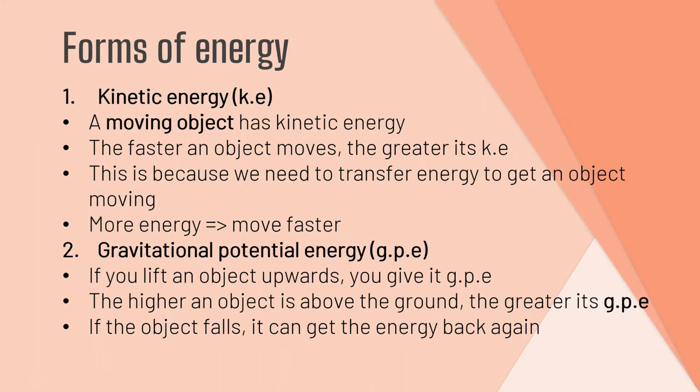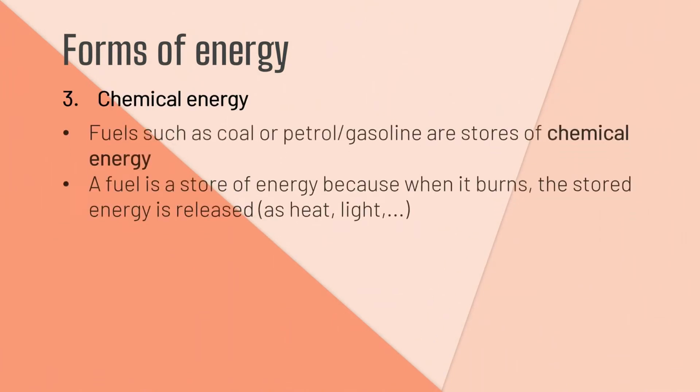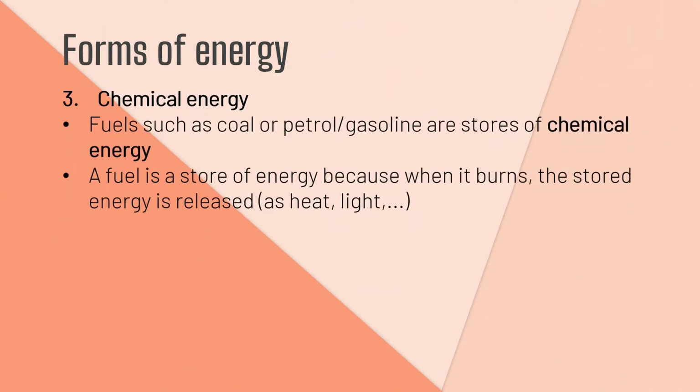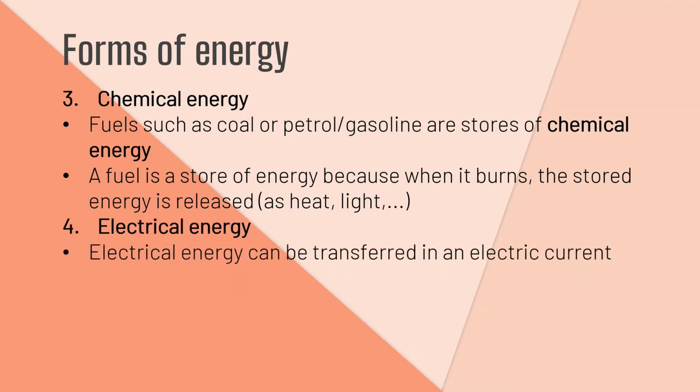Next is chemical energy. Fuels such as coal or petrol, gasoline are stores of chemical energy. Fuel is a store of energy, so when it burns, the energy is released in the form of heat or light. Continuing, we have electrical energy. It can be transferred in an electric current.